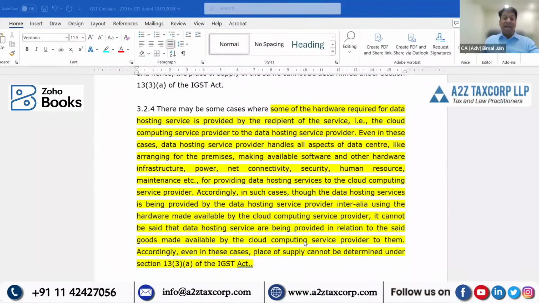But while discussing this, the important para 3.2.4: it may happen in some cases that some of the hardware required for data hosting services is provided by the recipient of the service. Can we say now it is performance-based? Then this circular clarifies very clearly that some hardware provided does not mean that goods are made available, because an overall comprehensive service is being provided by the data hosting service provider. And he's using his own setup, hardware and software, and providing services on his own account, on a principal-to-principal basis. So it is not going to be covered under Section 13 subsection 3 clause (a), performance-based.